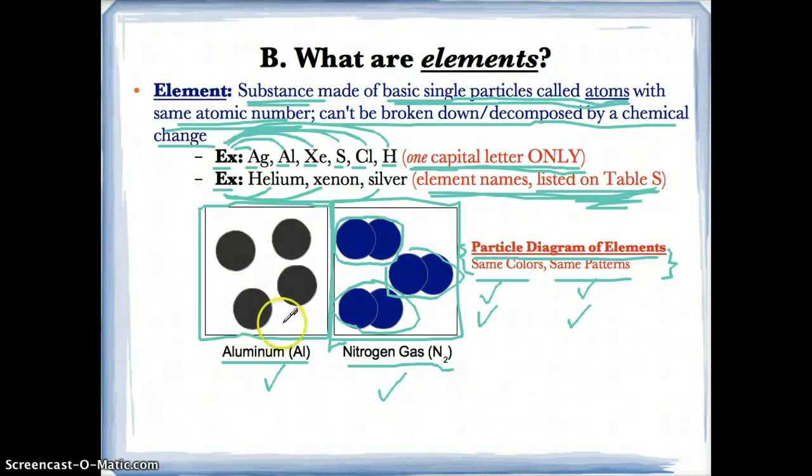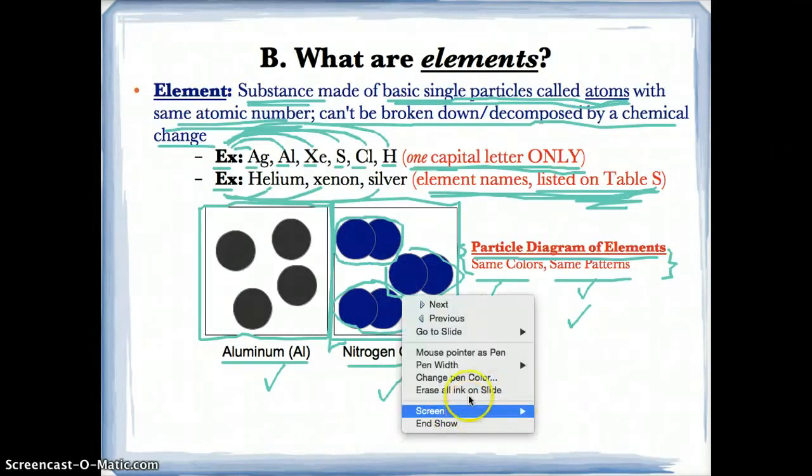For this sample, we know that's an element because you have the same color gray, and you have the same pattern, which is one gray sphere each per unit. In this sample, nitrogen gas, or N2, we know that it's an element because you have the same colors, which are blue, and the same pattern, which is two blue spheres attached to each other per unit. Okay, that's how you figure it out. That's all you got to do.